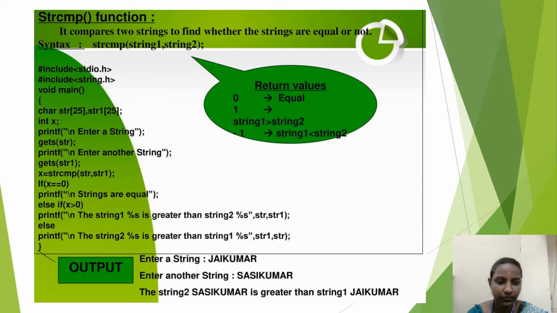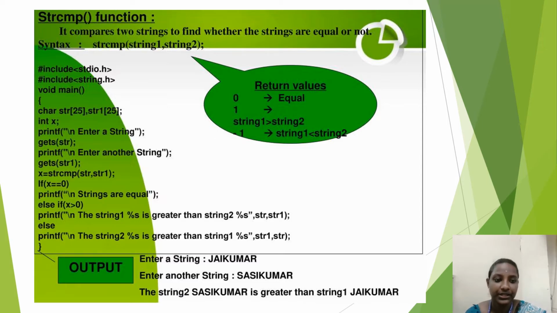So for this, we are giving an example with string 1 as Jaykumar. So it contains 1, 2, 3, 4, 5, 6, 7, 8. 8 is the length of string 1. And the second string will be Sasikumar. So that length will be 1, 2, 3, 4, 5, 6, 7, 8 and 9. So obviously our second string will be greater than the first string. So we must get the output as string 2 Sasikumar is greater than string 1 Jaykumar.